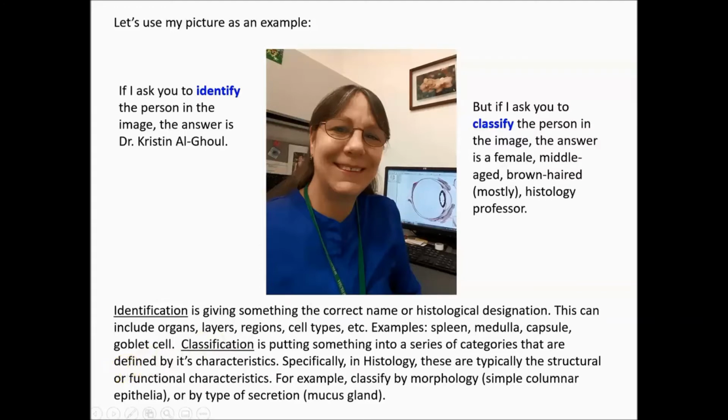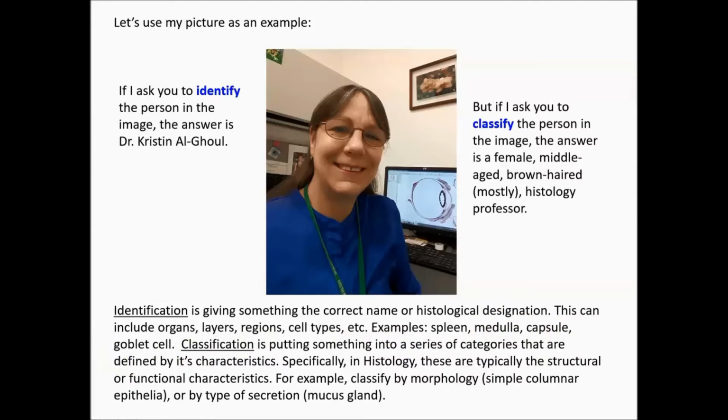So identification, to be more specific, is giving something the correct name or histological designation. That could be the name of an organ, a particular layer in a system, a region such as medulla or cortex. It could be the name of a specific cell type. So some other examples would be organs such as spleen, a region such as medulla, a capsule, or a goblet cell.